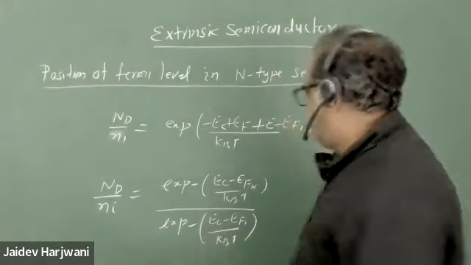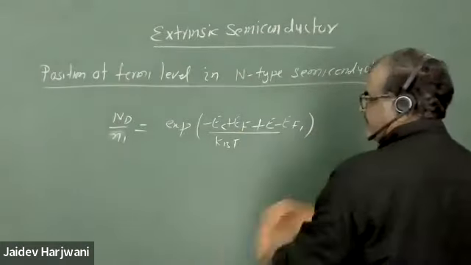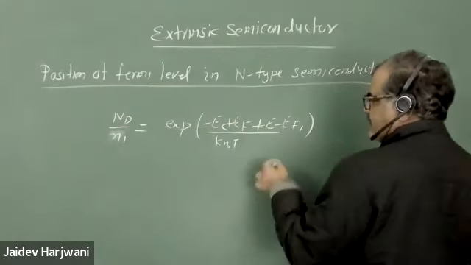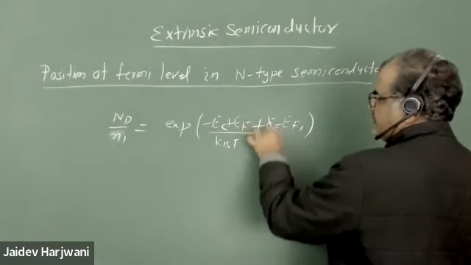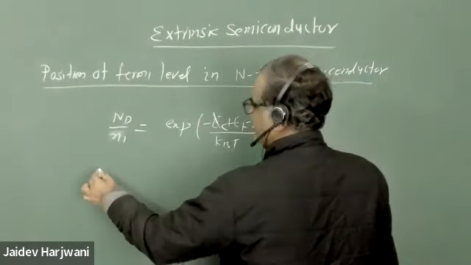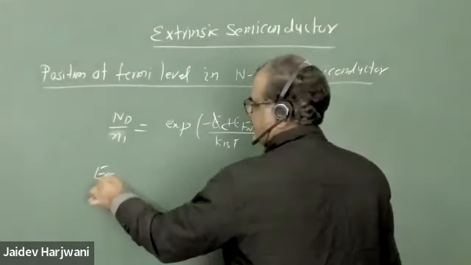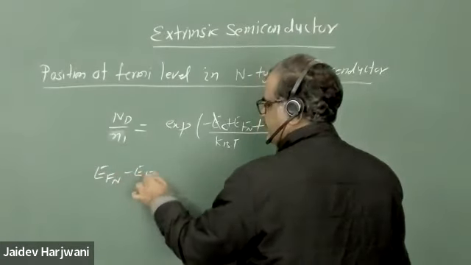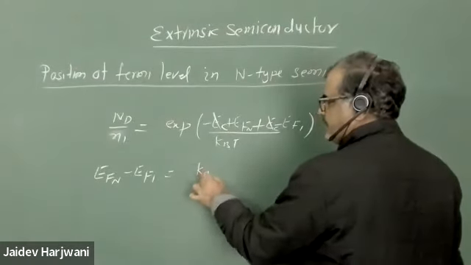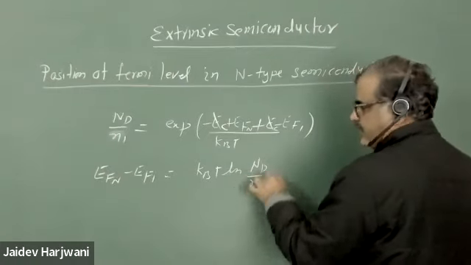So now EC, we are removing EC, because generally you don't know the conduction band edge. So now in this formula we don't have an EC, so EC can be cancelled. So I have EFN minus EFI is equal to KBT ln ND upon NI.